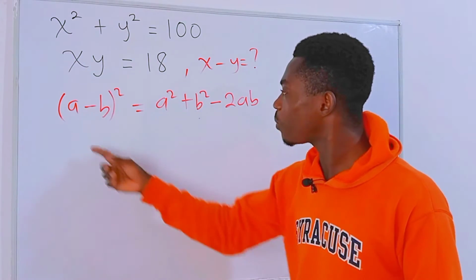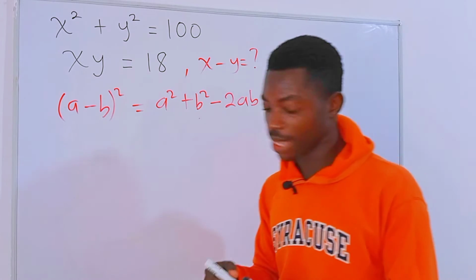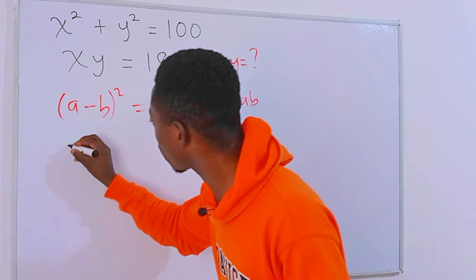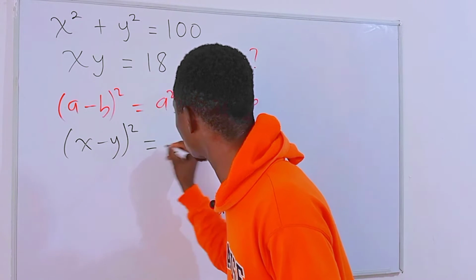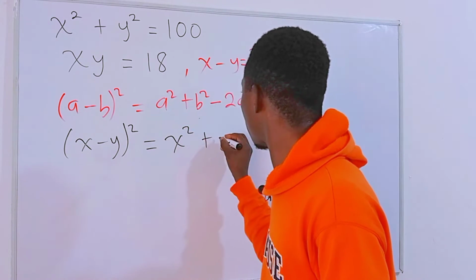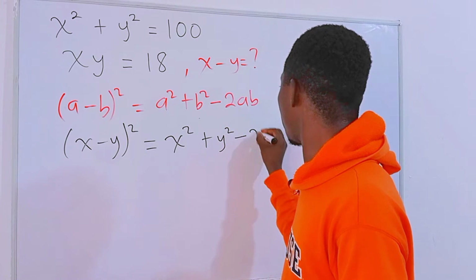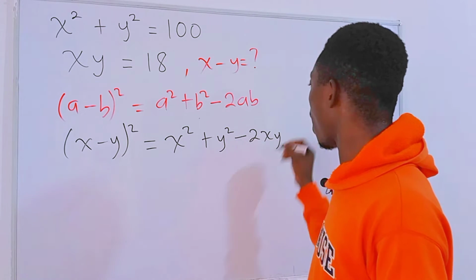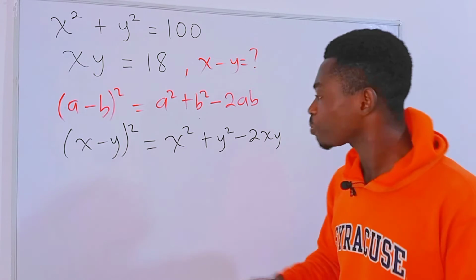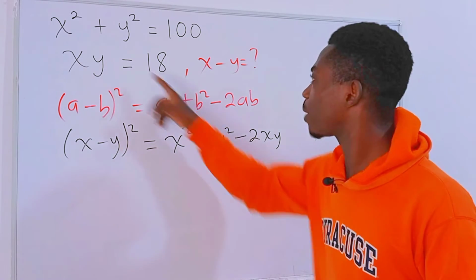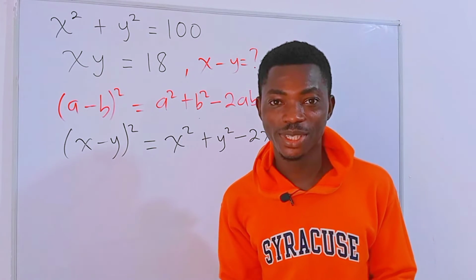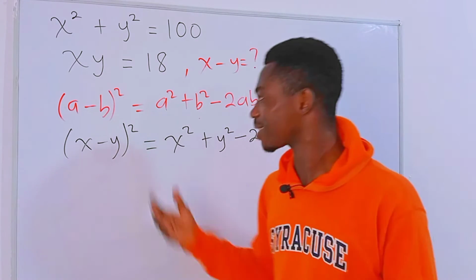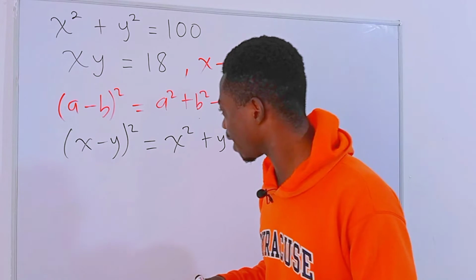In fact, we can rewrite this equation in terms of x and y, and if we do that, we're going to have (x minus y) all squared is actually equal to x squared plus y squared minus twice of xy, and that is it. Now, we have x squared plus y squared right here. We have xy, xy. Therefore, we can do substitution and we'll be done. So this is pretty interesting and easy.